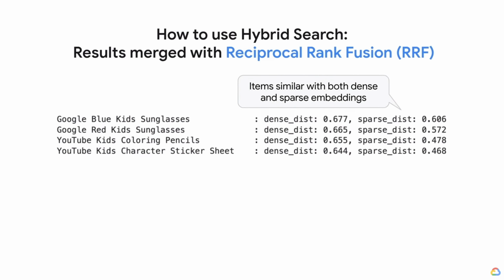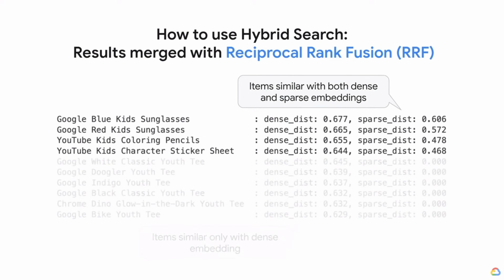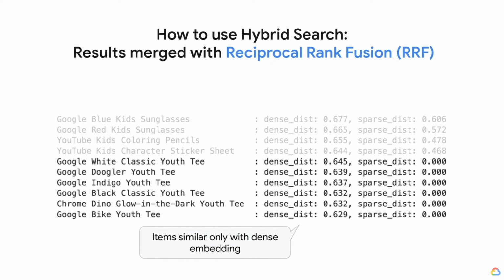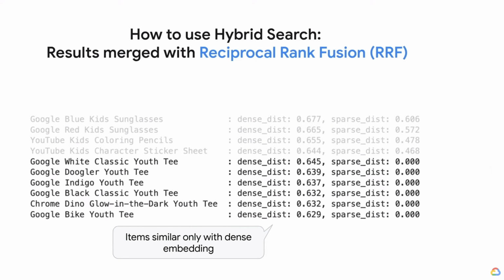Here's the result of the hybrid search. As you can see, the items with higher similarity for both dense and sparse embeddings appear at the top of the list, such as Google Blue Kids Sunglasses. Items similar to either the dense or sparse embeddings are following after them. For example, Google White Classic Youth Tee is ranked in the middle because, while it doesn't contain the keyword kids, the keyword youth tee is semantically similar enough to be included in the results. To combine the results of semantic and token-based searches, vector search employs an algorithm called reciprocal rank fusion, RRF.